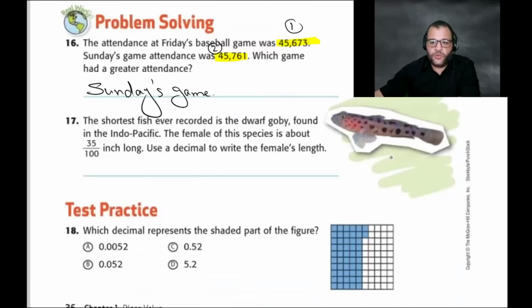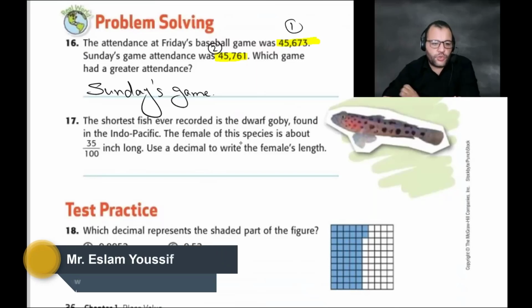Yusuf, write your full name because we have two Yusufs. Rename yourself. Yusuf, can you solve question number 17? The shortest fish ever recorded has a length of 35 over 100 inch. We need to write this number as a decimal. How can we write 35 over 100 as a decimal?